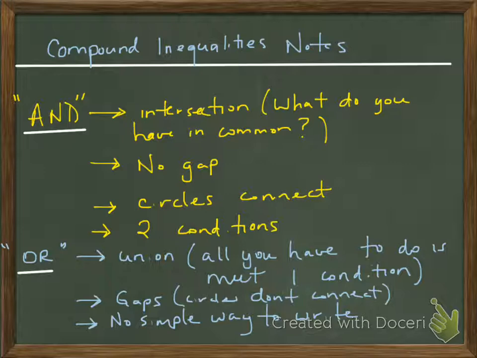Also, when we graph the or inequalities, we're going to have gaps. That means the circles are not going to connect. Okay? And there's no simple way to write the or. You're going to have to write the word or most of the time. There is a union symbol we're not going to talk too much about right now. All right, so let's get started.